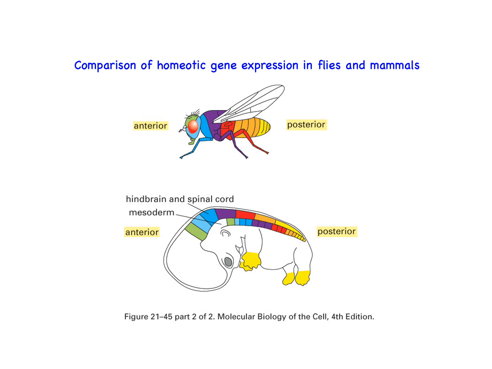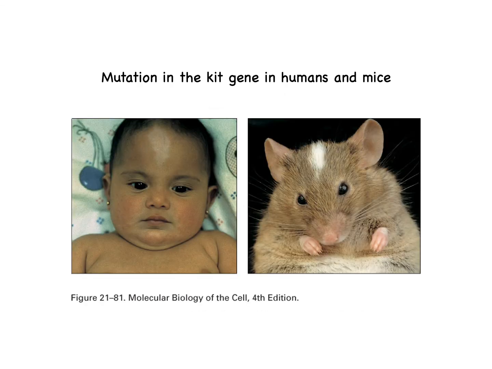Now I just want to show you one more example of a developmental gene. This is called the KIT gene. Again, just to emphasize the fact that these genes are found across organisms and have very similar functions. A mutation in the KIT gene, as shown here, causes a similar phenotype in humans as well as mice.